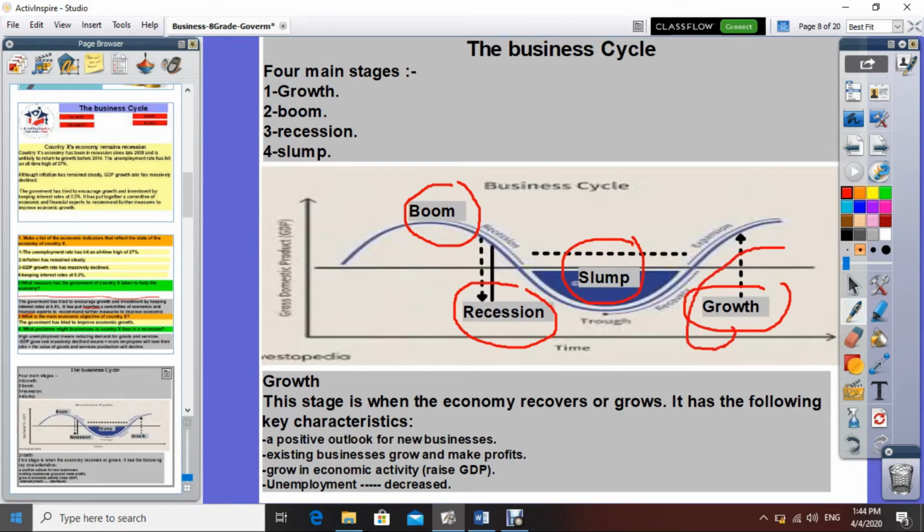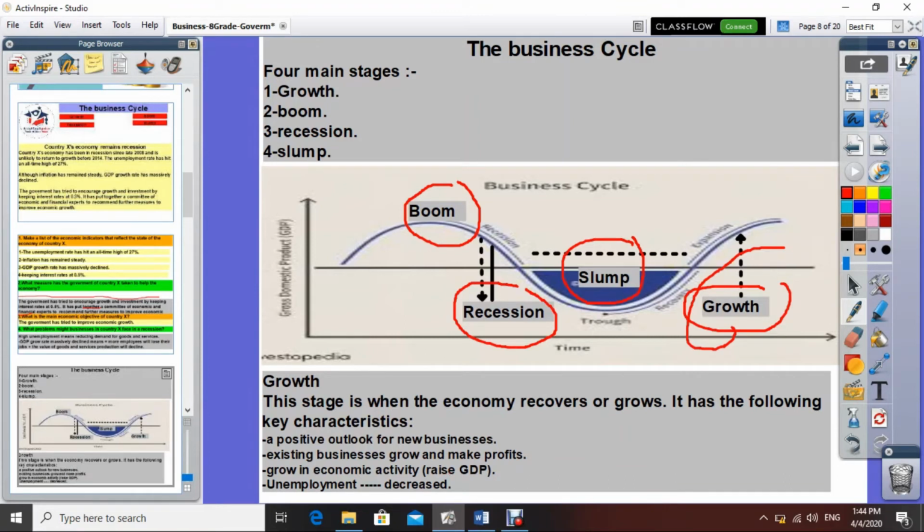And the boom, as we see, is the peak of the business cycle. Business investment and profit are at their highest level. Most sectors of the economy are performing at their best, with high levels of demand for goods and services.